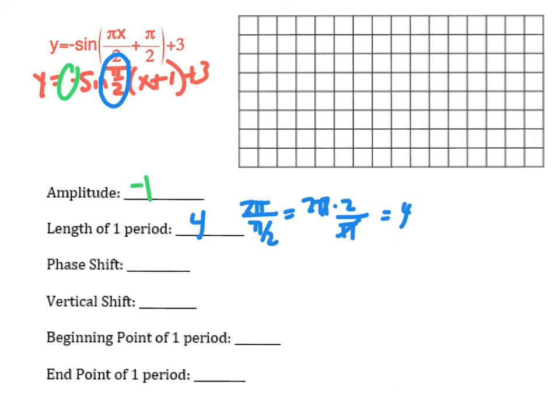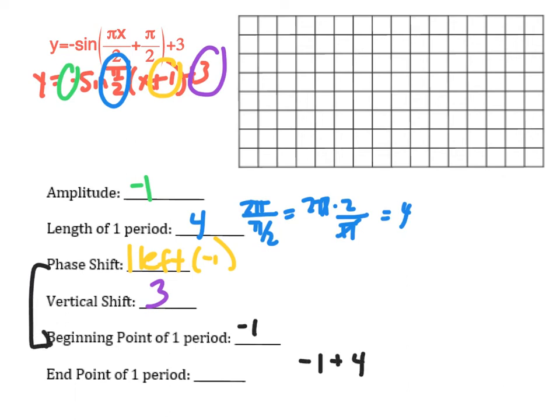And then my phase shift is going to be, if it's a +1, you're going 1 left, or you can say -1. Doesn't make a difference as long as you understand the difference. And I'm going up 3. So my graph is going to start at my phase shift, so it's going to start at -1. If I start at -1 and add the length of my period, you're going to get 3. So basically your end point is equal to your beginning point plus your period, if you need to remember that.